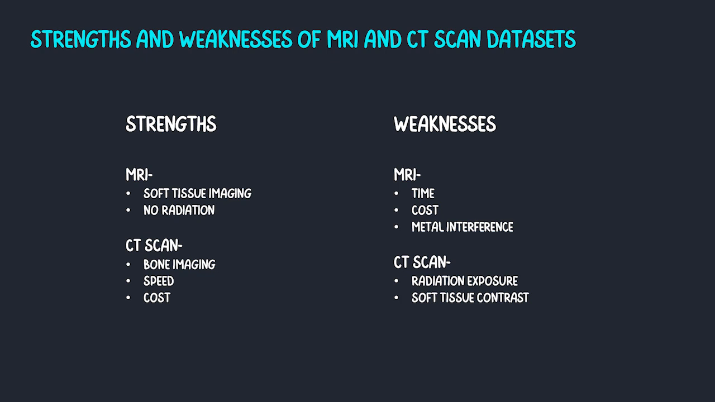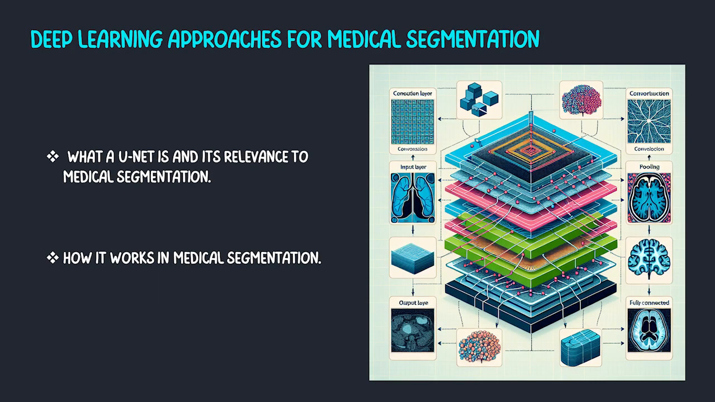On the other hand, CT scans are faster, less expensive, and provide detailed images of bones. However, CT scans use ionizing radiation, which can be harmful, and they do not provide as much detail as MRI for soft tissue imaging. Understanding these strengths and weaknesses helps in choosing the appropriate imaging modality based on the clinical requirements. Deep learning approaches for medical segmentation.